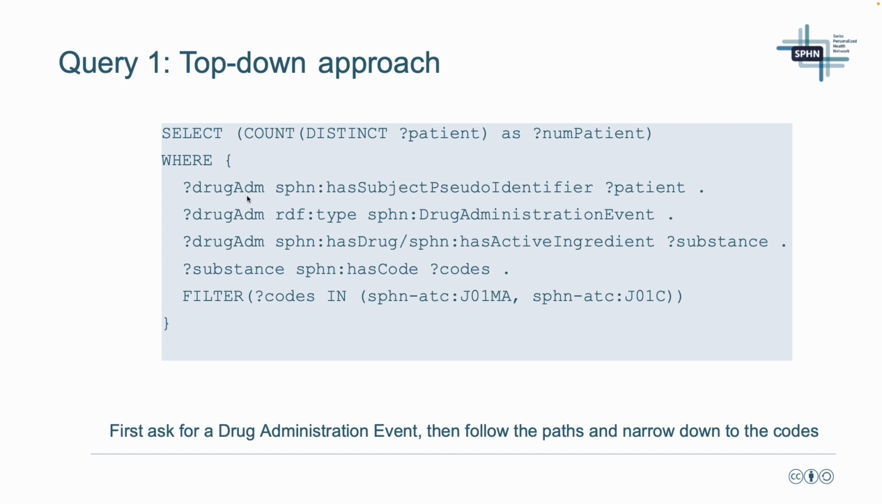So we define our variable of the drug administration event to be bound to a subject pseudo-identifier, therefore our patient. This drug administration event is of type drug administration event. The variable should be bound through a drug to an active ingredient, which is a specific substance that we are interested in, and this substance must be of these specific codes.